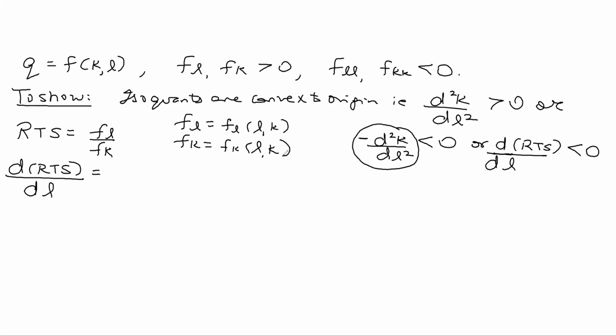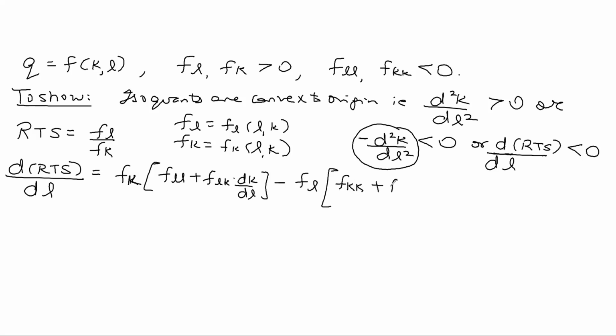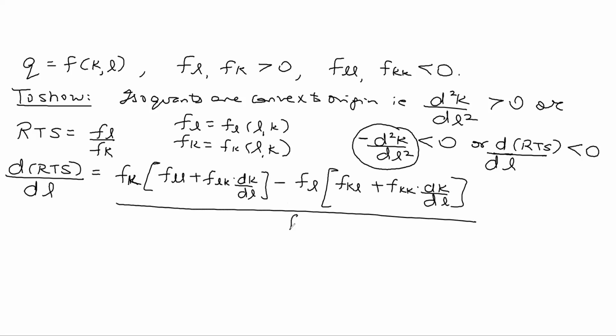So dRTS by dL will be FK into FLL plus FLK into dK by dL, minus the numerator, which is FL, into the derivative of the denominator, which is FKL plus FKK into dK by dL, divided by the denominator square, FK square.